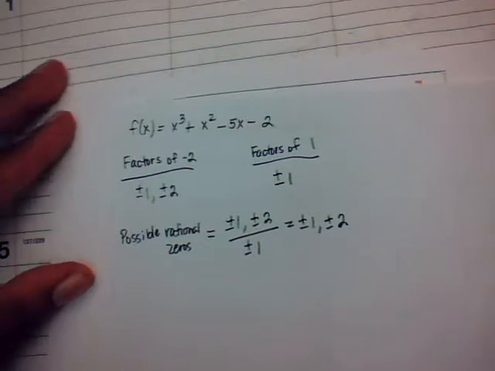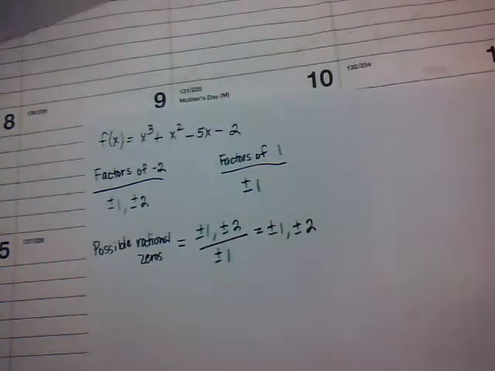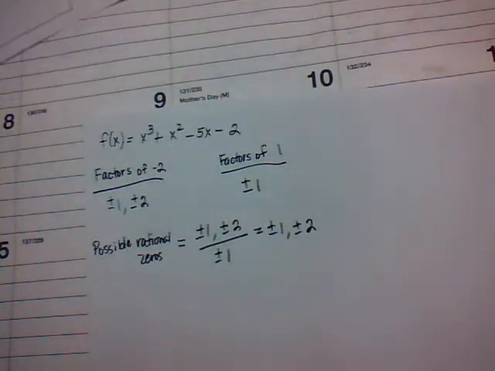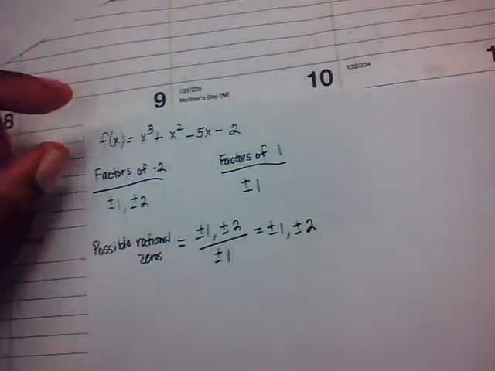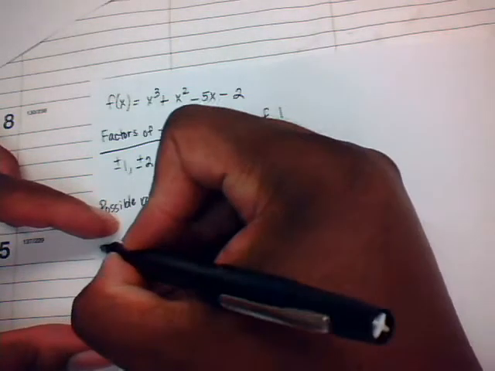possible rational zeros. Okay, now we want to find out which ones are actual zeros here. So in this case, I'll have to test each one of those. I have to test 1, -1, 2, and -2. Okay, I'm going to start off by testing 1.